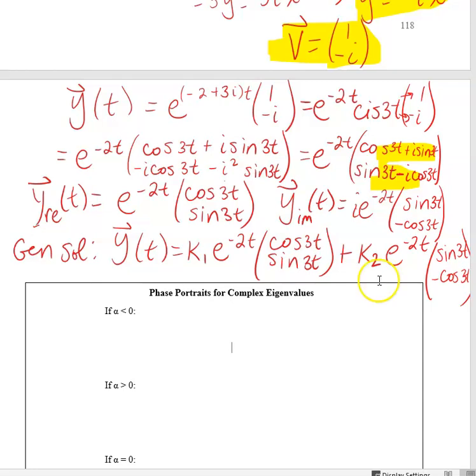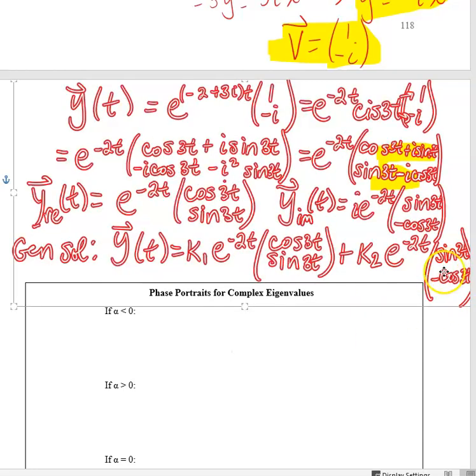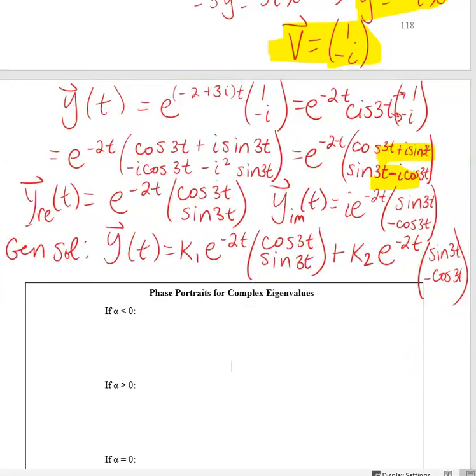A couple of comments about this. I know there's a lot, so just hang in there. We'll definitely do practice with this tomorrow. But what I wanted to mention was, when you write out the general solution, all you're really interested in is the real parts of your solution.